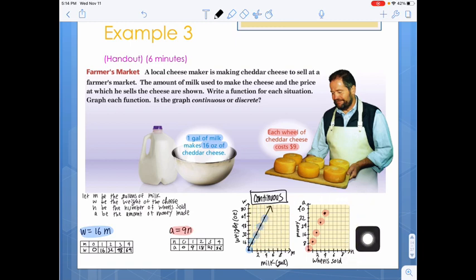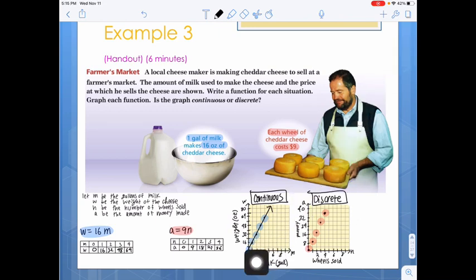Now looking at the number of wheels sold, we can sell 0, 1, 2, 3, 4, just like the amount of milk we use. They're all going to be positive numbers. However, if you're selling cheese wheels at a farmer's market, you're probably not going to cut the cheese wheel into a bunch of little pieces and sell people 0.67 cheese wheels. Instead, you're going to sell an entire cheese wheel. So you could sell 1, 2, 3, 4, and so on, as many wheels as you had. So this too could go on forever. However, it's only going to occur on whole numbers of cheese wheels. So we won't draw a line through the second graph, and we'll say that this graph is indeed discrete.